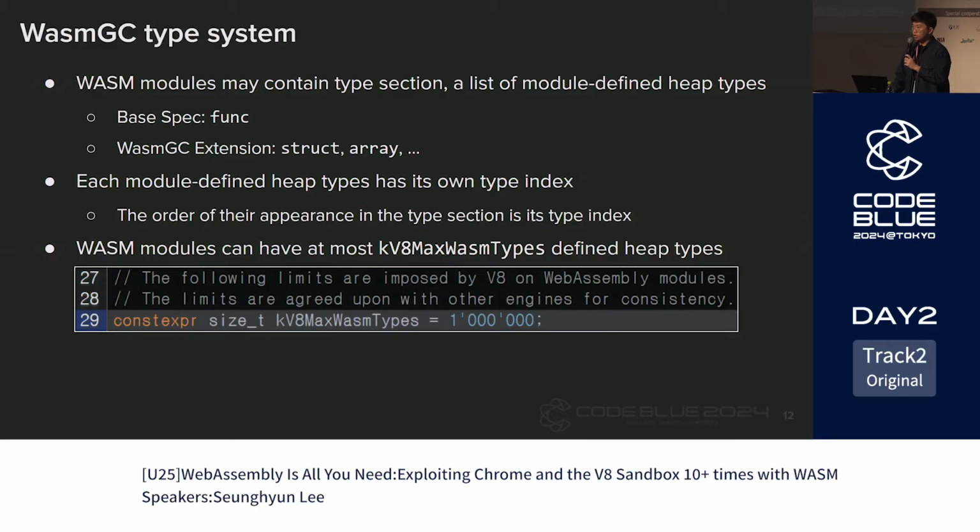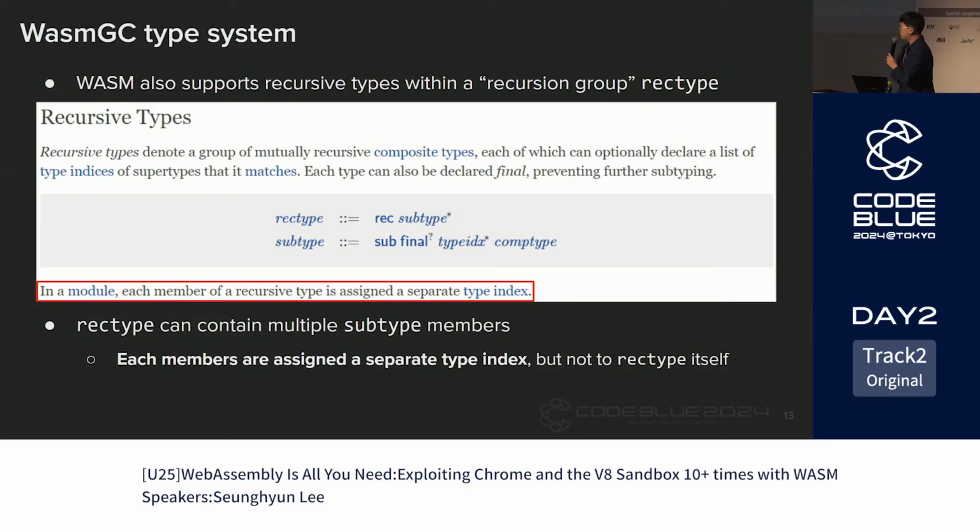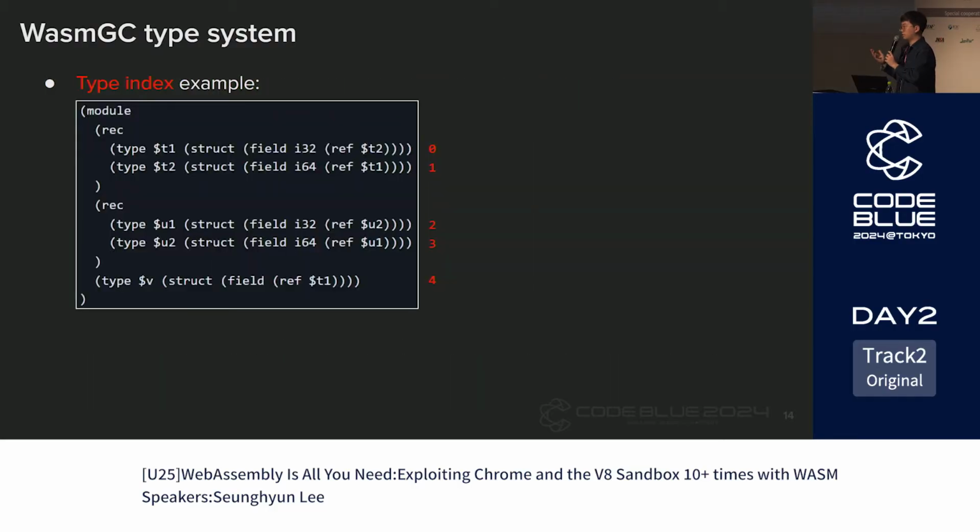WebAssembly also supports a notion of a recursive type system within a recursive group, the rec type. The rec type can contain multiple subtype members. Each of these subtype members is assigned a separate type index, but not the rec type itself, simply because we don't really need to reference the whole recursion group. So, words are cheap, show me the code. We have 2 recursive group types, each containing 2 subtype members, and then a standalone type at last. These get allocated the type indices 0 to 4 incrementally.